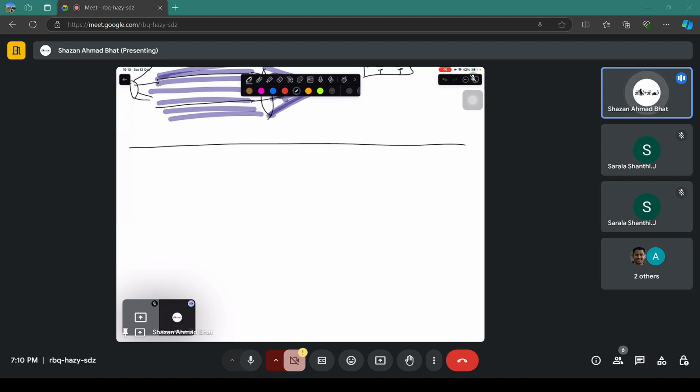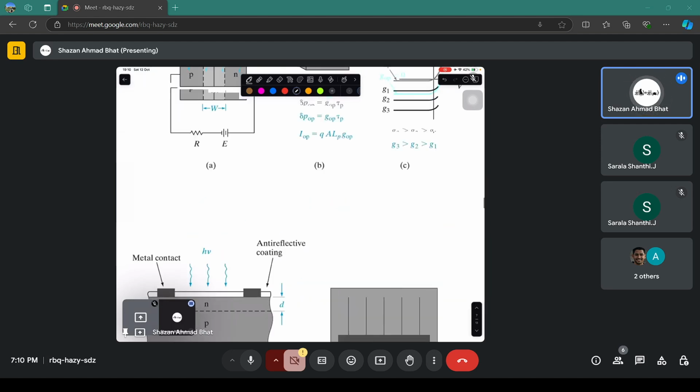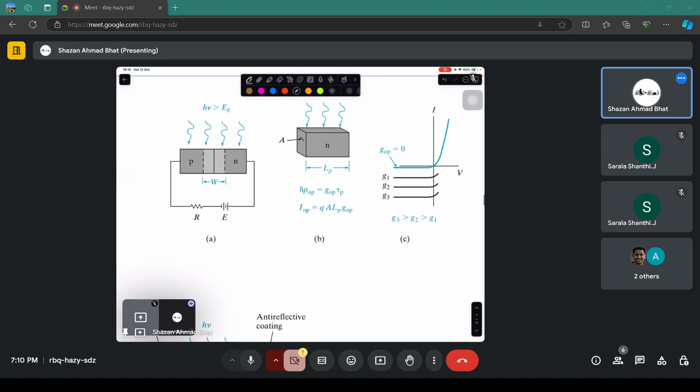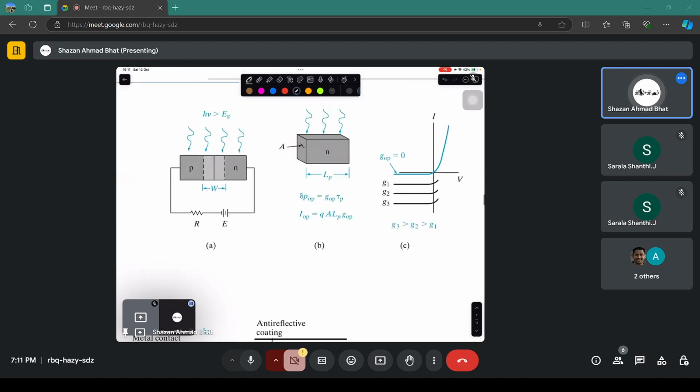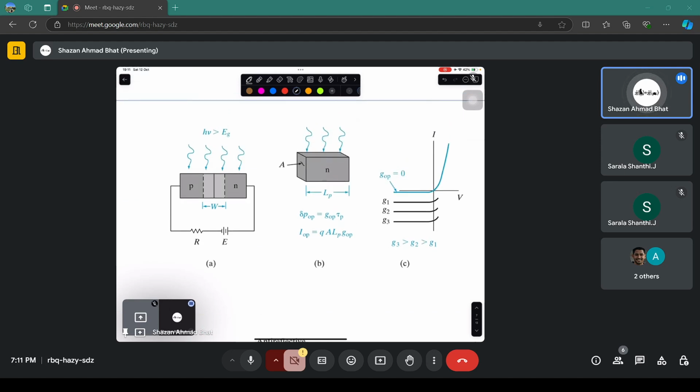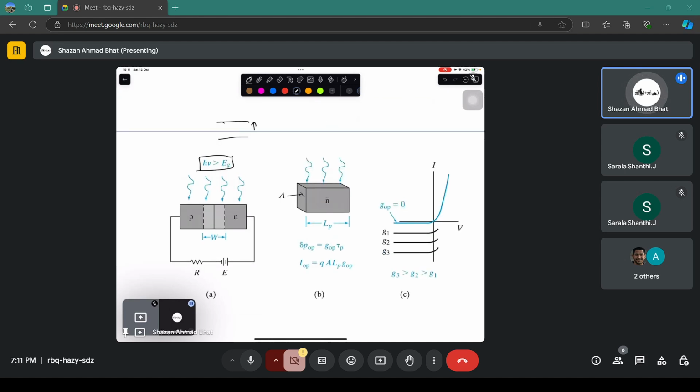So maybe I have shown it here. Let's say you have a PN junction like this, and you have light irradiated onto the material where the photon energy is much greater than the band gap. So whatever light is coming here is giving rise to electron hole pairs. This is the hole, and the electron is here.